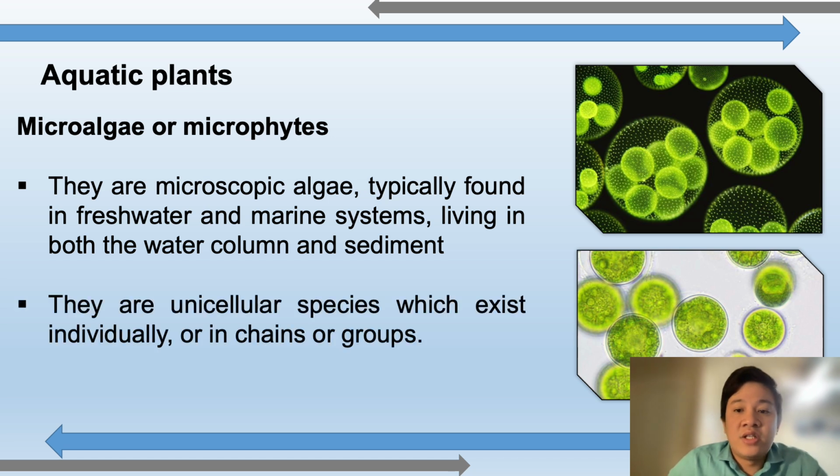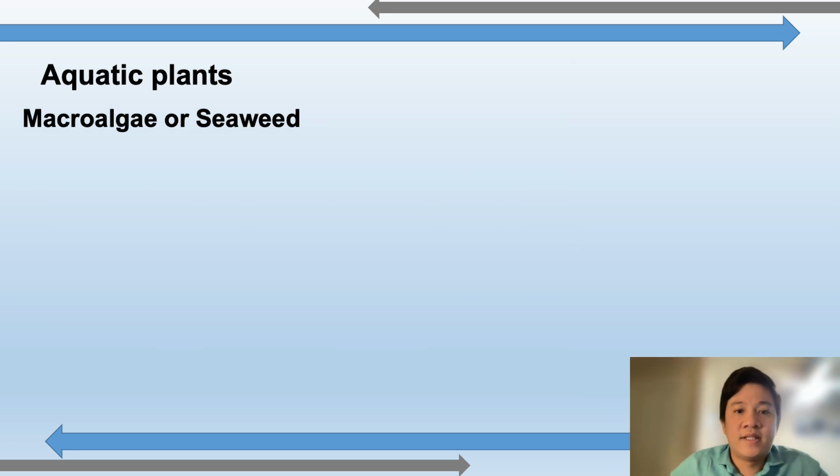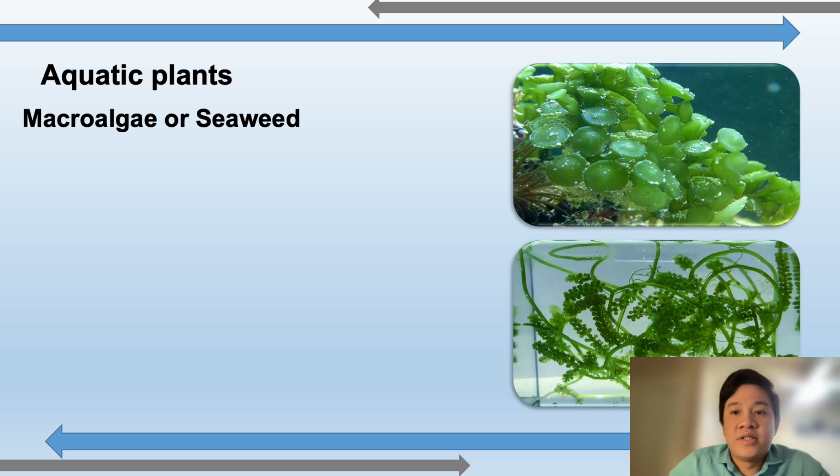They are unicellular species which exist individually or in chains or groups. The photos in this slide show some examples of microalgae. Another classification of aquatic plants is macroalgae, or in other terms seaweed.